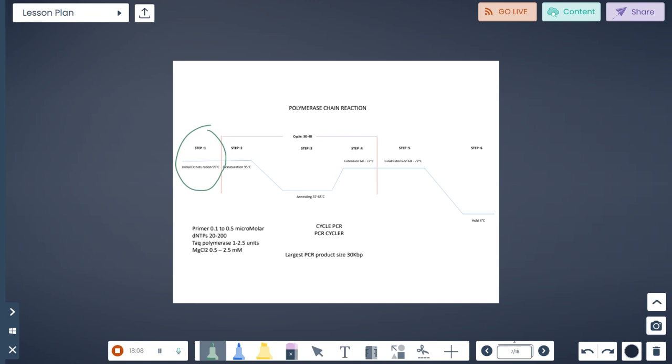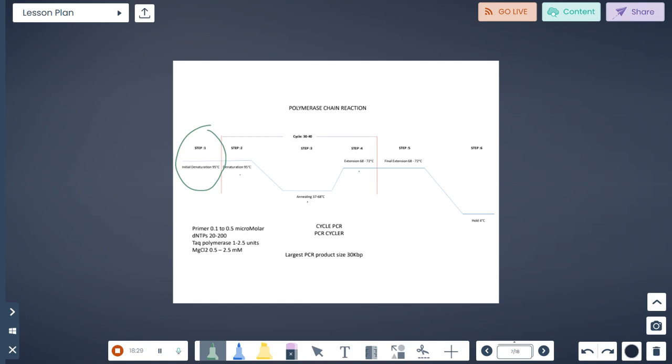So the initial denaturation is at 95 degrees centigrade. Next is the PCR cycle, which has three steps: denaturation, annealing, and extension. This initial denaturation is used because the template you start with will mostly be a longer template when you use genomic DNA.